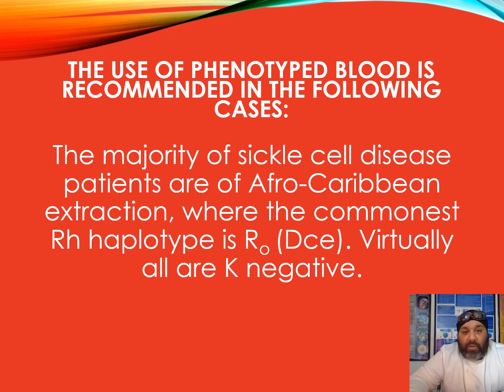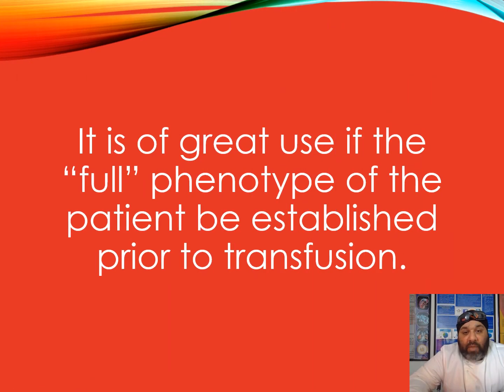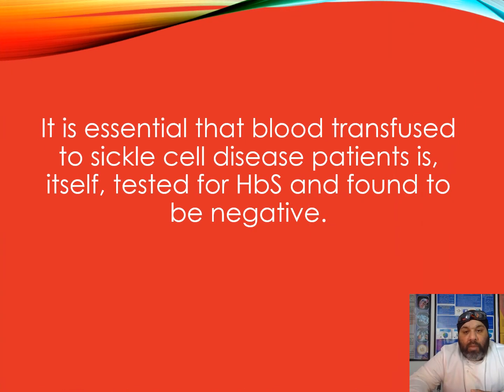Another point I want to make here is about sickle cell disease. The majority of sickle cell disease patients are of Afro-Caribbean background, where the commonest rhesus haplotype is RO, or big D, small C or small E. Virtually all are big K negative, and it is of great use if the full phenotype of the patient is established before transfusion. It is also essential that blood transfused to sickle cell disease patients is itself tested for HBS and found to be negative.